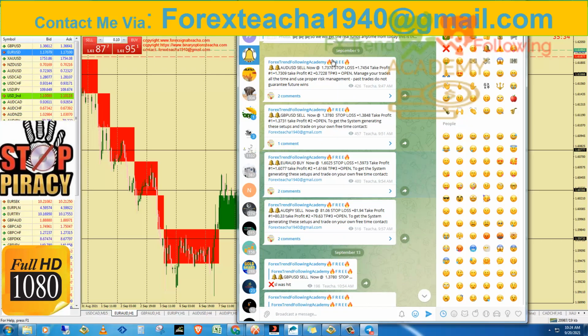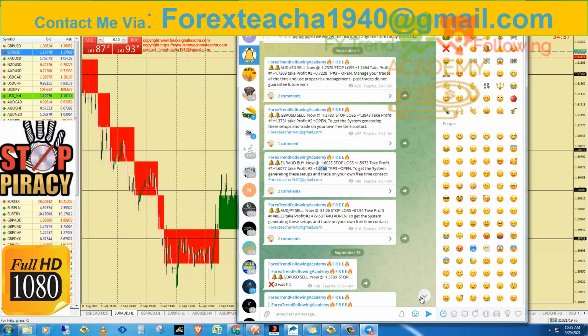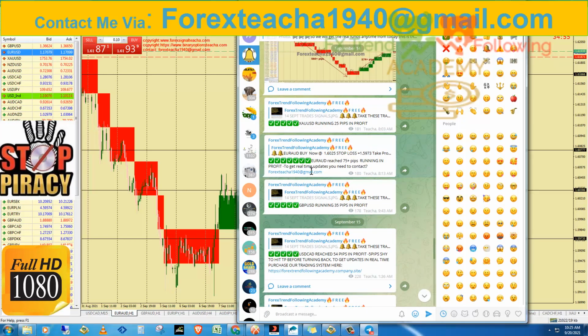I sent about 4 signals that day, and all of them are hitting take profits. This is take profit number 1. Take profit number 2 is 61.66, and there's also take profit number 3. So 61.66 is right here. It was hit. I didn't update it in time, but it was also hit. So this trade is actually currently running 173 pips in profit. So let's go and update this one.